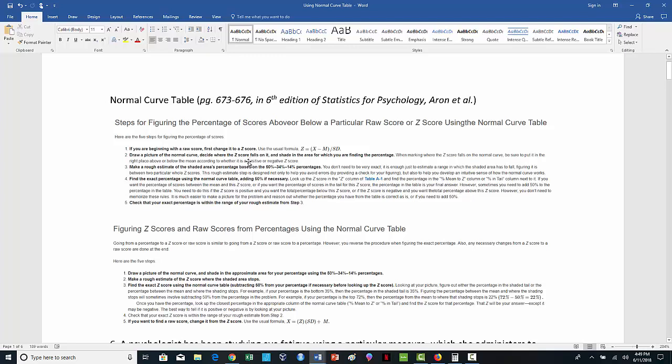A couple of these steps that they show you involve drawing a normal curve and then estimating something before you find the exact right answer. I'm not going to do the drawing and the estimation, but I do encourage you to please do that.